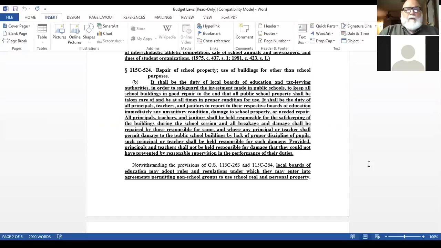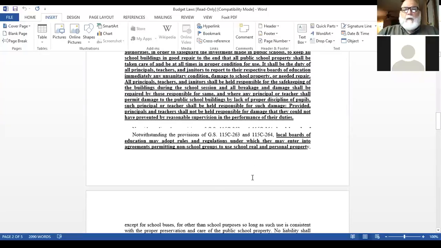And local boards of education may adopt rules and regulations. They may enter into agreements permitting non-school groups to use the school, but that goes through community use of schools, and the board makes that decision. You do not. It is not your building. Your name is on the door, not the deed.